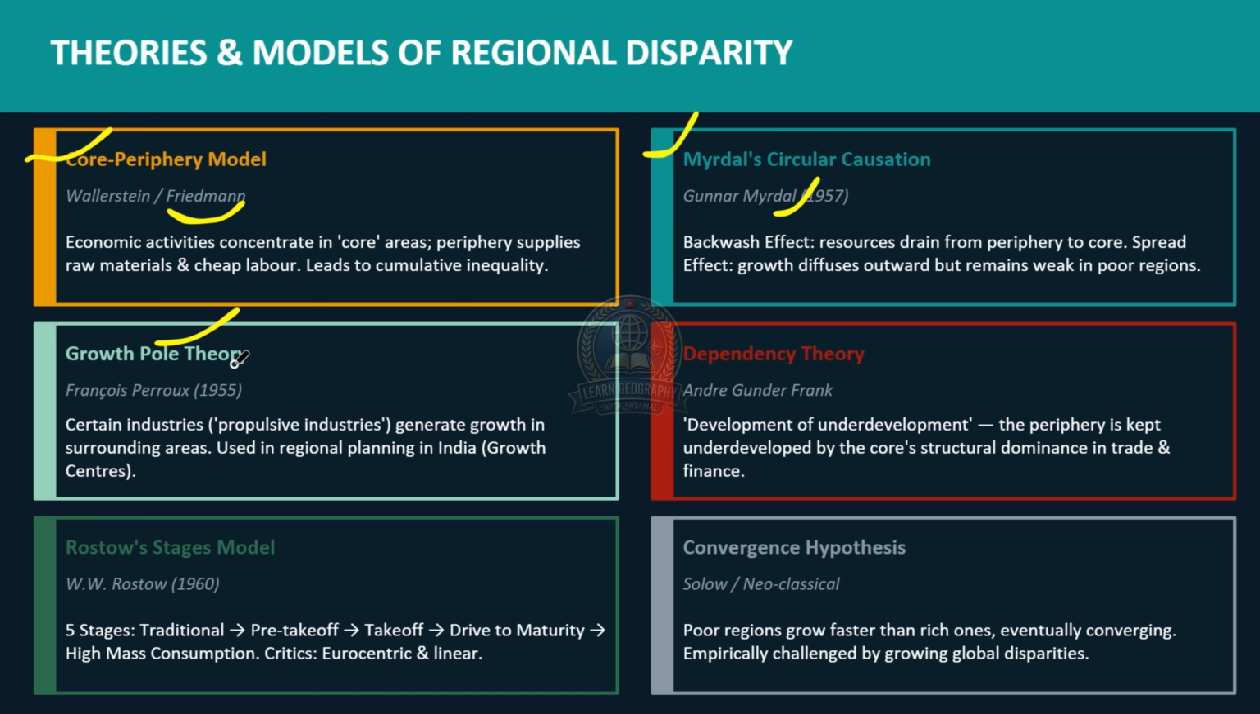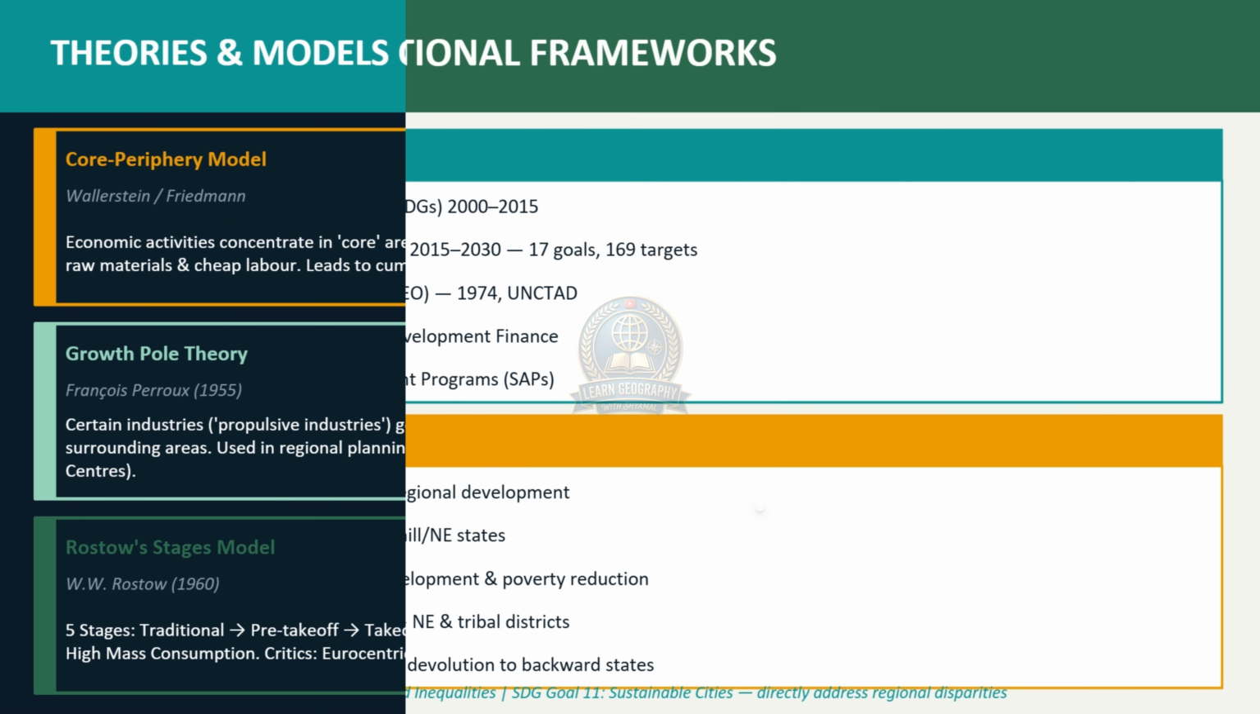Growth pole theory, Perroux in 1955. Certain industries, propulsive industries, generate growth in surrounding areas, used in regional planning in India, growth centers. Dependency theory, Gunder Frank, development of underdevelopment, the periphery is kept underdeveloped by the core's structural dominance in trade and finance. Rostow's stage model, W.W. Rostow in 1960, 5 stages: traditional, takeoff, drive to maturity and high mass consumption. Critics: Eurocentric and linear. Convergence hypothesis, neoclassical, poor regions grow faster than rich ones, eventually converging. Empirical challenges by growing global disparities.